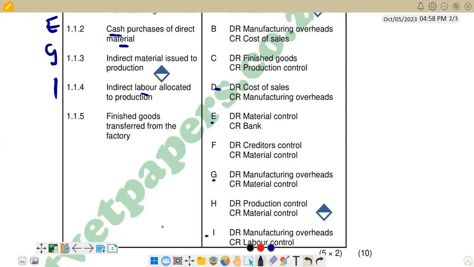Then we are left with 1.1.5, which is saying finished goods transferred from the factory. So after manufacturing these goods, they become finished, and we transfer them to the trading account. So when you transfer them as finished, they are going to increase the inventory that is there. So the most appropriate there, if you look at C, the finished goods are going to be debited. The finished goods are the same as the inventory, representing finished goods. So we debit finished goods and then we credit production control. So C is the most appropriate there. So that's enough on the first question. Then you move to the next one.